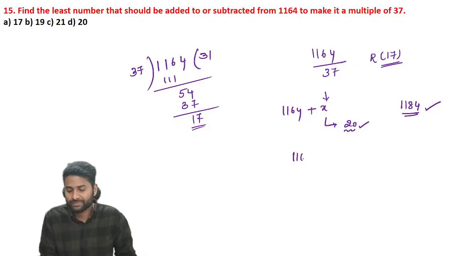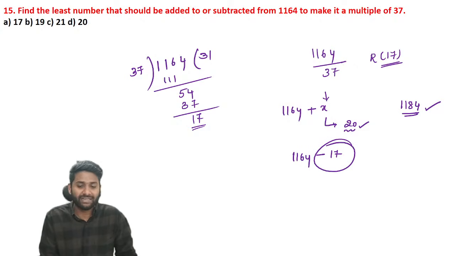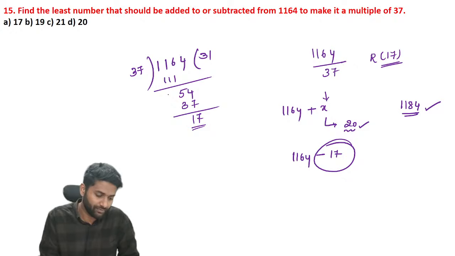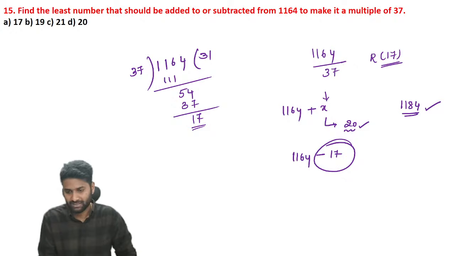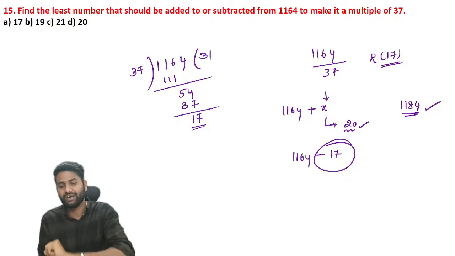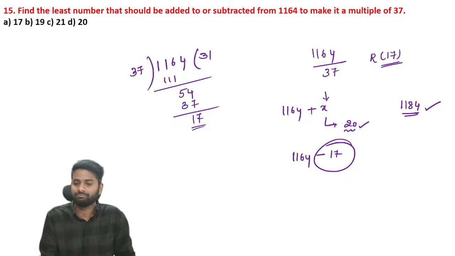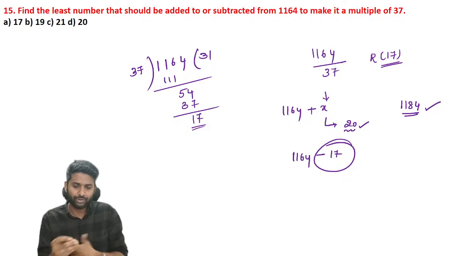Otherwise, if you want to subtract, remember guys, we have to subtract that remainder value. That's why 17 is subtracted from 1164, and it is exactly divisible by 37. Or if you add 20 units to 1164, then that number is again divisible by 37. But out of these numbers, 20 or 17, we have to pick the least number. That's why the answer is 17.